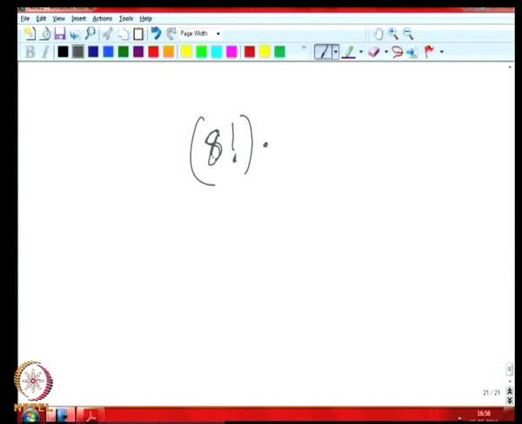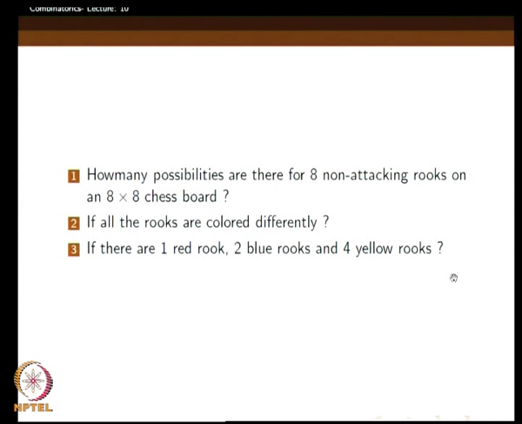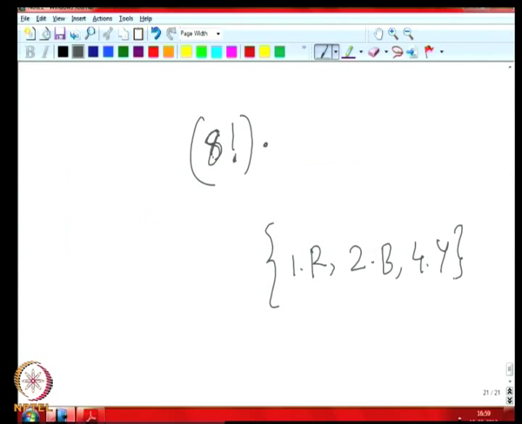It is essentially the colors; this is a multi-set. Earlier it was all different colors: one red, one blue, one green, like that. Now it is 1 red, 2 blues and 4 yellows. This is what we told in the problem. Yeah, 2 blues and 4 yellows, and the total number n is 8.